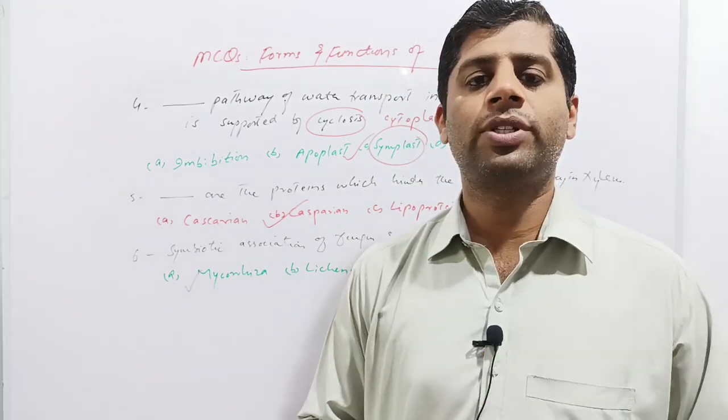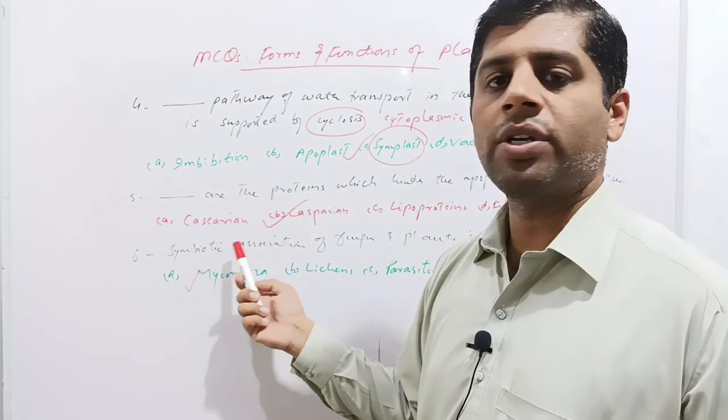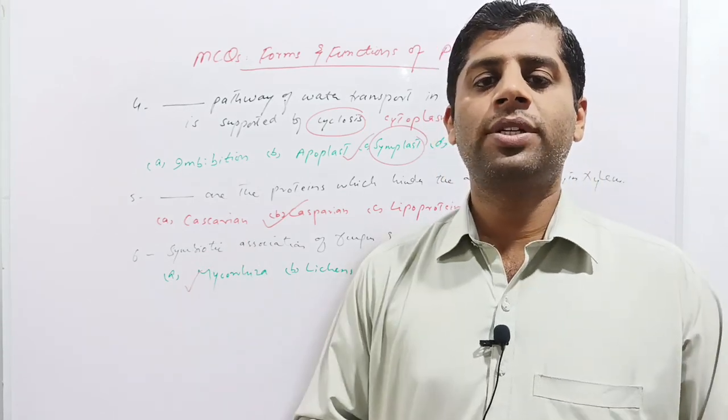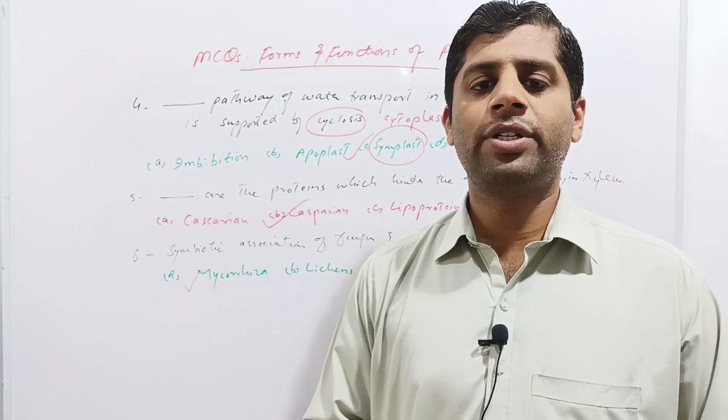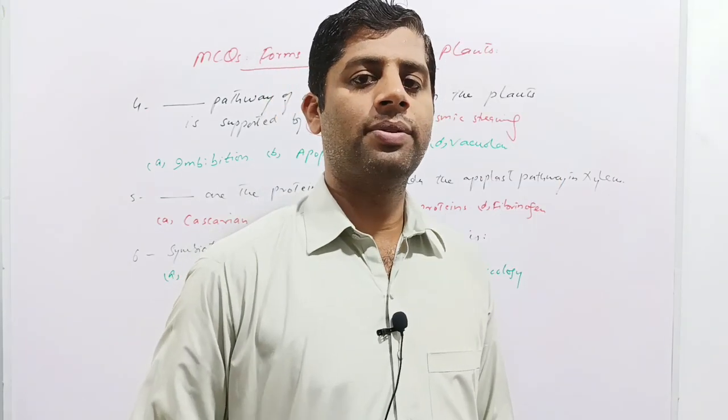Lichens is the association between fungi and algae. Third is the parasitic mode. As we have stated that this is the symbiotic association, not the parasitic association. So the parasitic association means in which one partner is benefited while the other partner is harmed. And the last is the mycology. Mycology is the study of fungi.